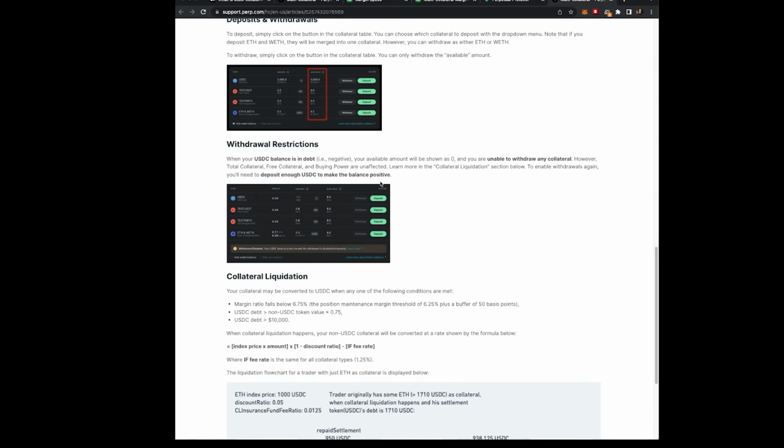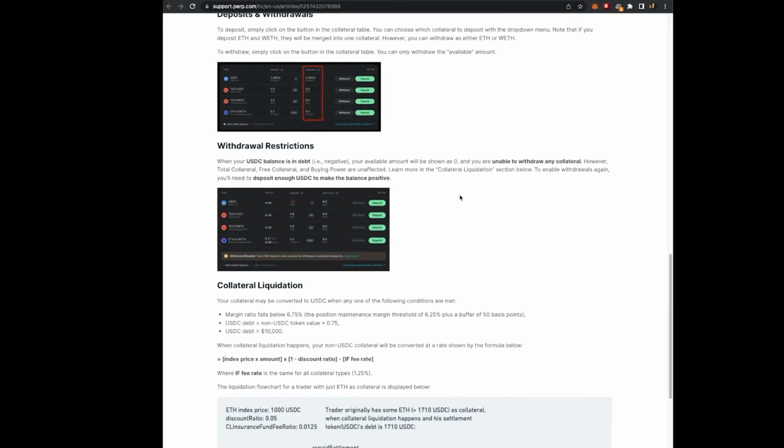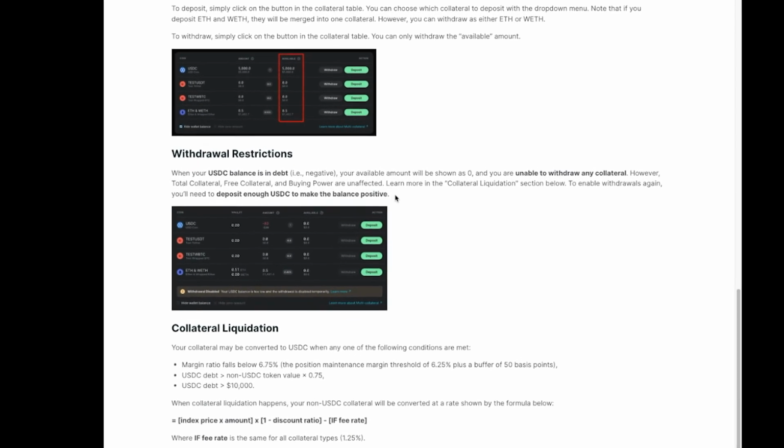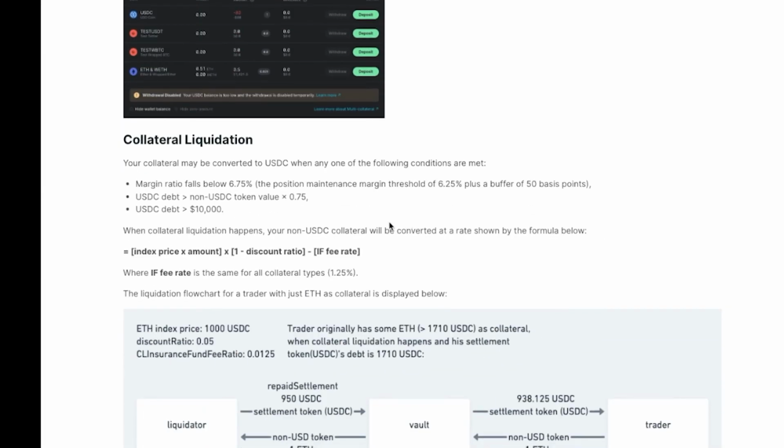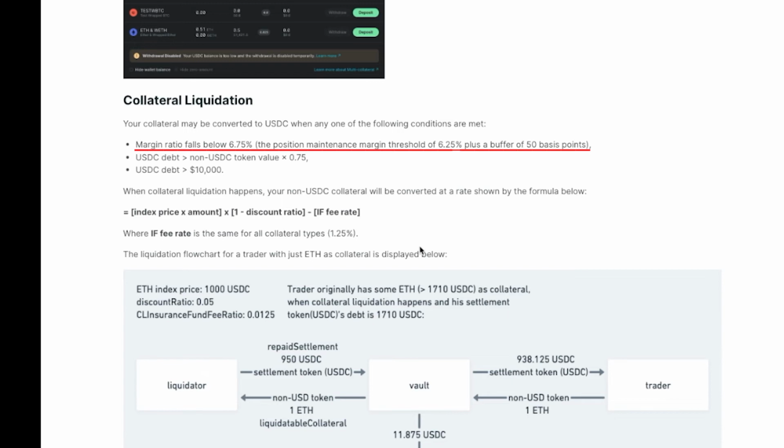These collateral liquidations will occur to convert ETH or other non-USDC assets into USDC when any one of the following three conditions apply. First, if the margin ratio falls below the maintenance threshold of 6.75%. Second, if the USDC debt is greater than the non-settlement token value times 0.75. And third, if the USDC debt is greater than $10,000.